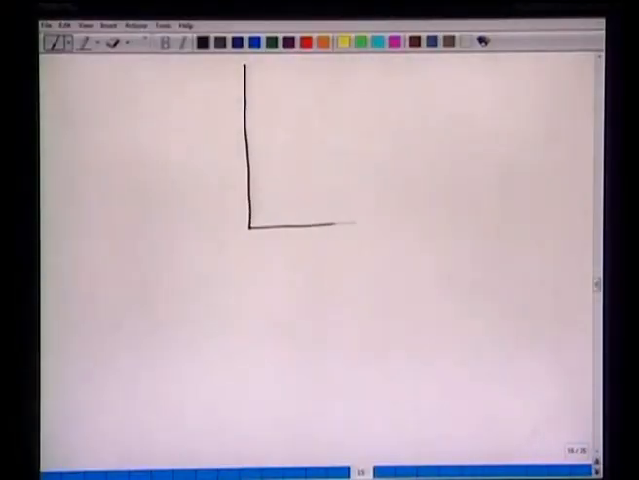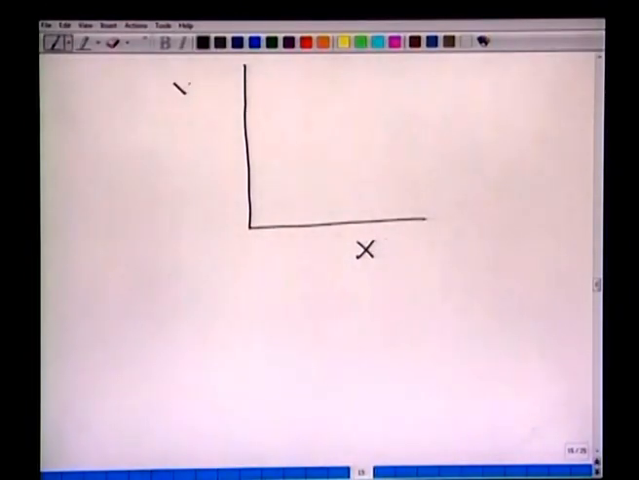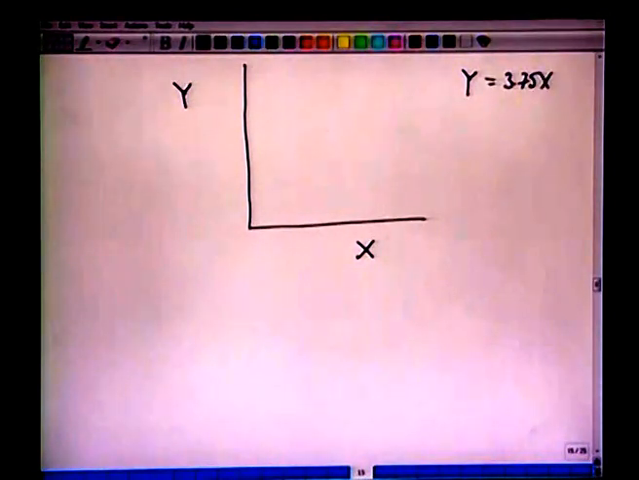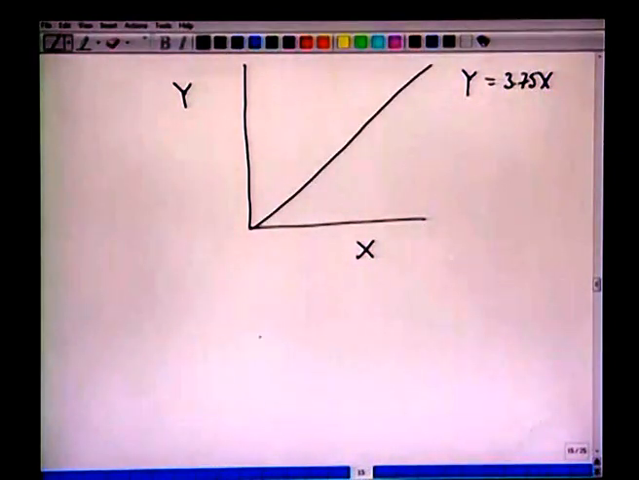So, what we have, capital Y and capital X, and the equilibrium curve was given to us, y equals 3.75 x. All we do is plot this. So now the equilibrium curve is y equals 3.75 x, where 3.75 is the slope of this curve. So, you can plot graphically.